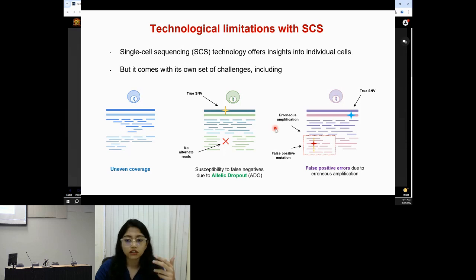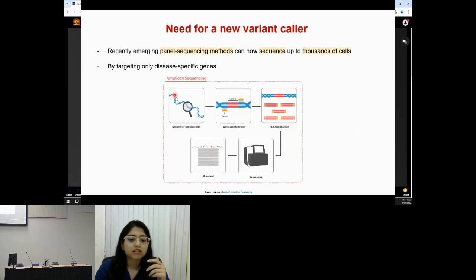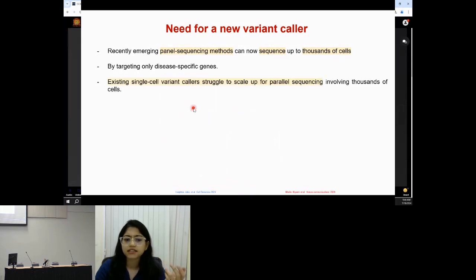On top of the existing technological limitations associated with single cell sequencing technologies, there are now new pipelines emerging that are able to produce high throughput sequencing datasets. These are panel sequencing methods, which do not take the whole genome into consideration, but rather a panel or targeted amplicon, and they amplify the disease specific genes. Due to this they are able to parallelly sequence thousands of cells.